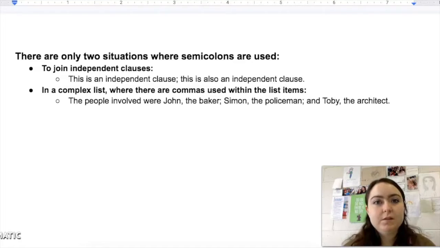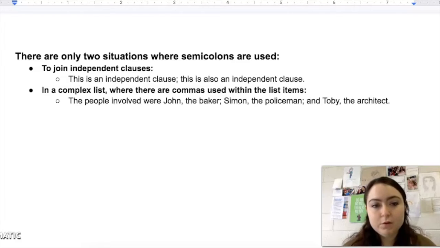Semicolons are the most misunderstood punctuation mark. A lot of people will go out of their way to avoid using semicolons, but they can be very useful in specific situations, and also the ACT really loves to throw you some semicolons, so let's figure out how to use them. There's only two situations where semicolons are used.